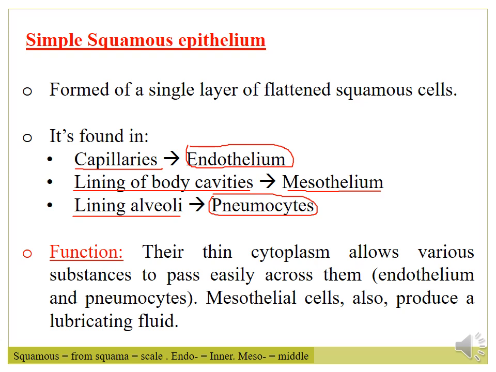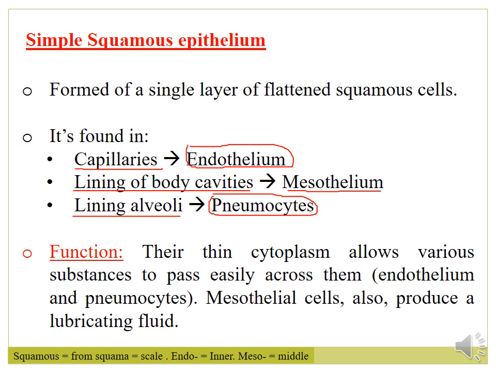What are the functions of simple squamous epithelium? Again, the function of the epithelium depends on the site. Here we are going to talk about the function generally. So the general function of the simple squamous epithelium, because they have a thin cytoplasm, is that they allow various substances to pass easily across them.